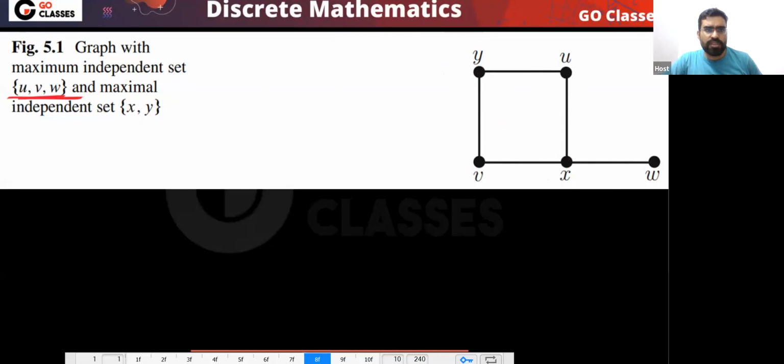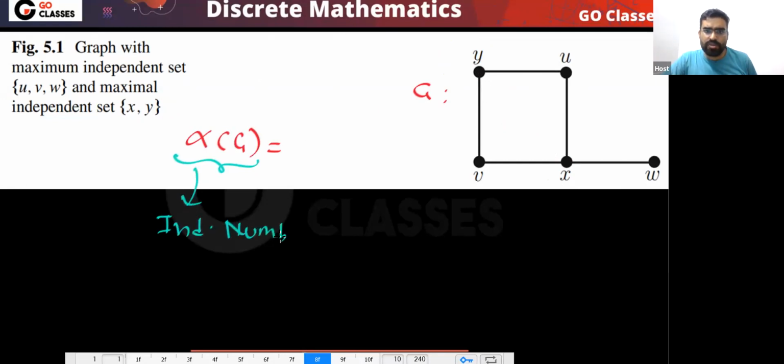And what about the maximum independent set? If you call this graph G, then what is alpha of G? Alpha of G is basically the independence number, or I can say the stability number. What is the stability number? That basically means, what is the largest independent set that you can create? Largest independent set you can create very easily.